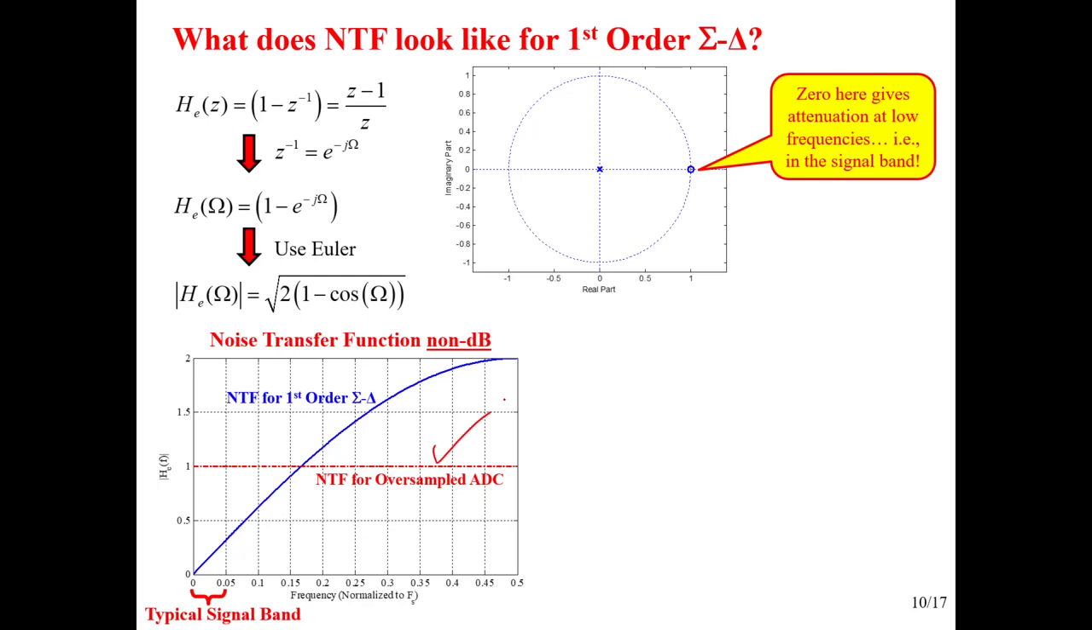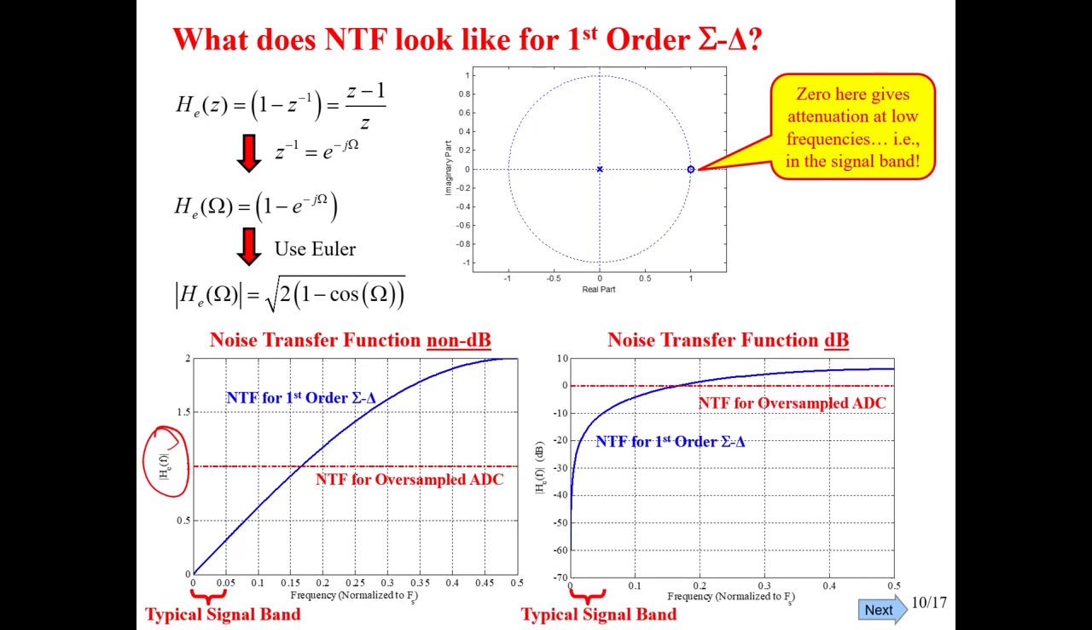And I included this level here. That's what I would have for just a regular oversampled A to D converter, with that half bit per doubling trade-off scheme that we just talked about. Now, this is just the magnitude. Let's look at it in dB. So that's the non-dB plot.